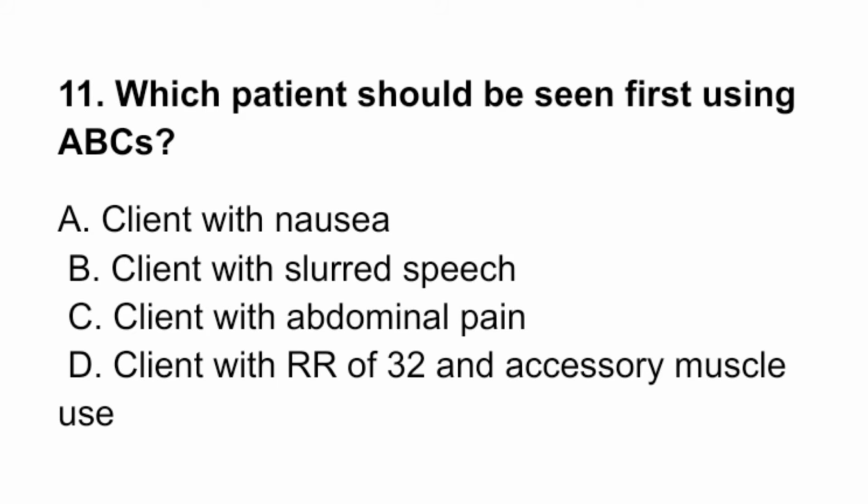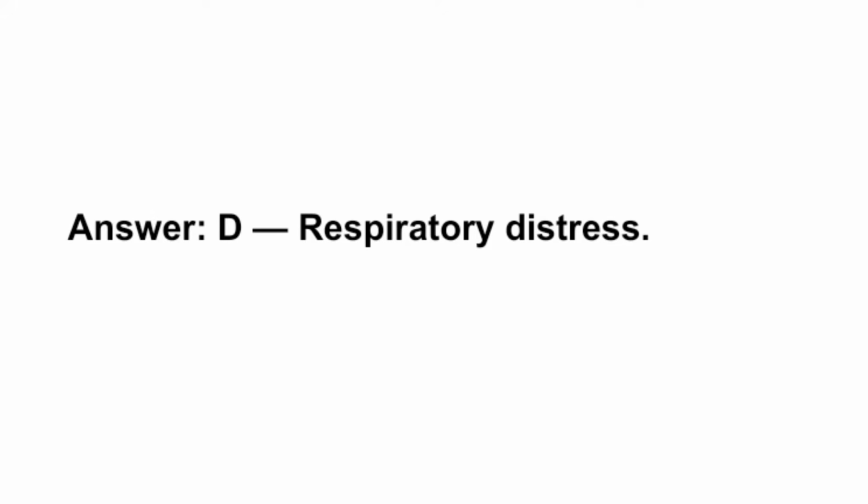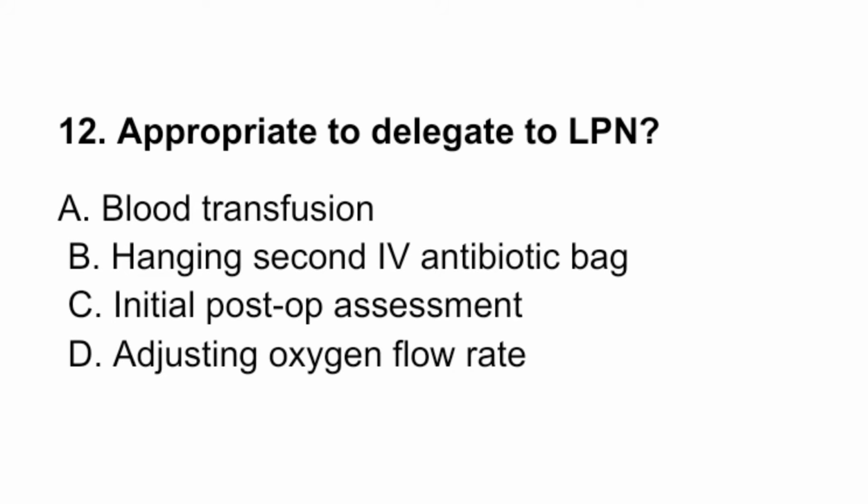11. Which patient should be seen first using ABCs? A. Client with nausea. B. Client with slurred speech. C. Client with abdominal pain. D. Client with RR of 32 and accessory muscle use. Answer: D. Respiratory distress.